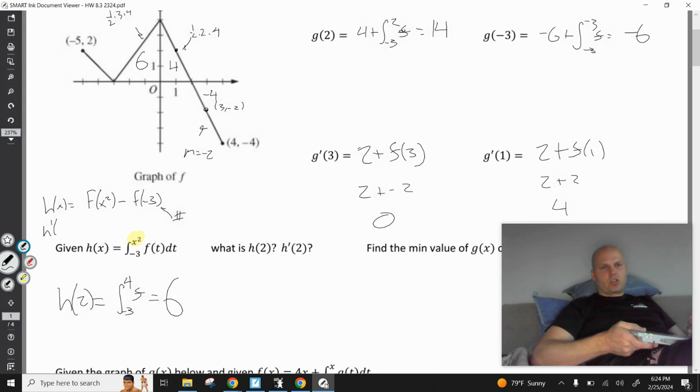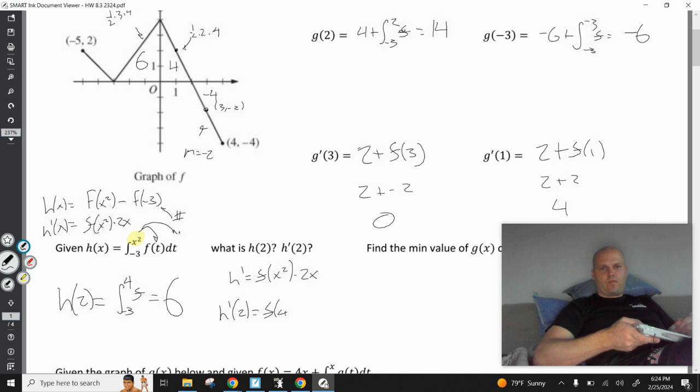If I took the derivative of that, which will be the derivative of this, I get, because of the chain rule, regular F of x squared times 2x. It's like I plug in x squared into my function, and I have to multiply by the derivative. So h prime is f of x squared times 2x. H prime of 2, therefore, is f of 4 times 4. F of 4 is negative 4, times 4 is negative 16.